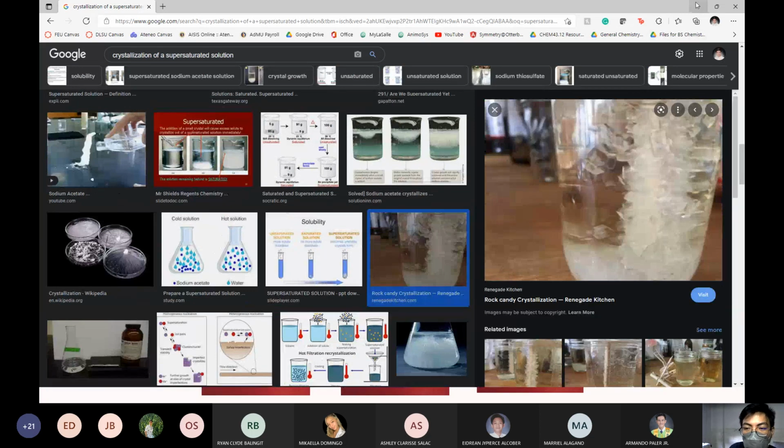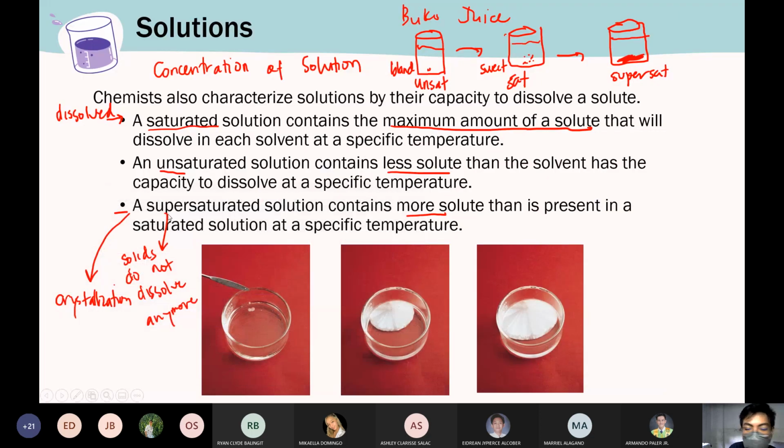And did you know that candies are actually a product of a supersaturated solution? Basically, gagawin lang nila, they will add so much sugar in hot water and then papalamigin nila yon. Pag lumamig yon, it will solidify, which is your candy na. So basically, candy is sugar lang na supersaturated. Okay? So, yan.